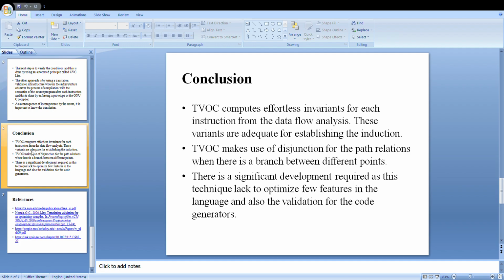Now coming to the conclusion, TVOC has some limitations. There are some optimizations and language features that still need to be validated. TVOC computes invariants for each instruction from the data flow analysis. So there is significant development required, as this technique lacks a few optimized features in the language and also the validation for the code generators. It also uses path relations for different points.